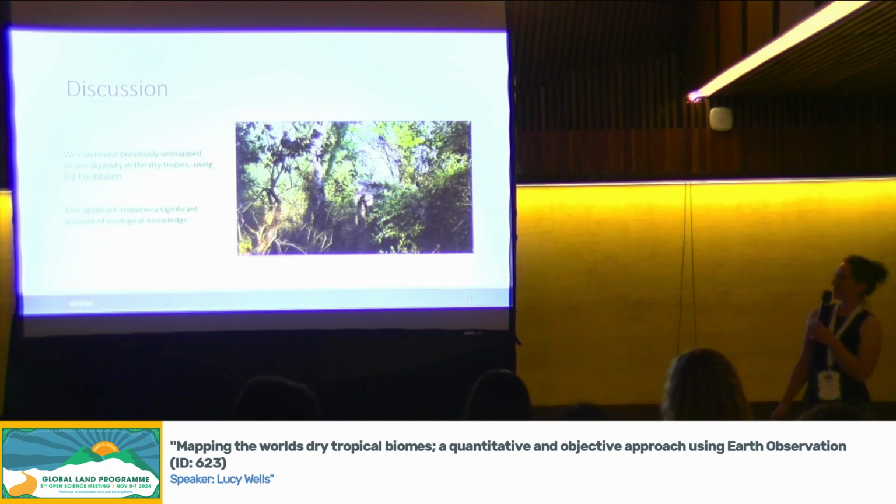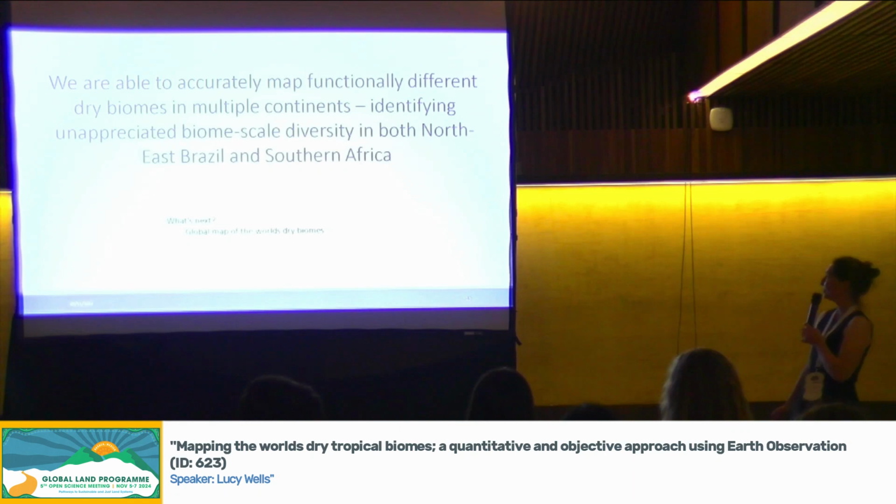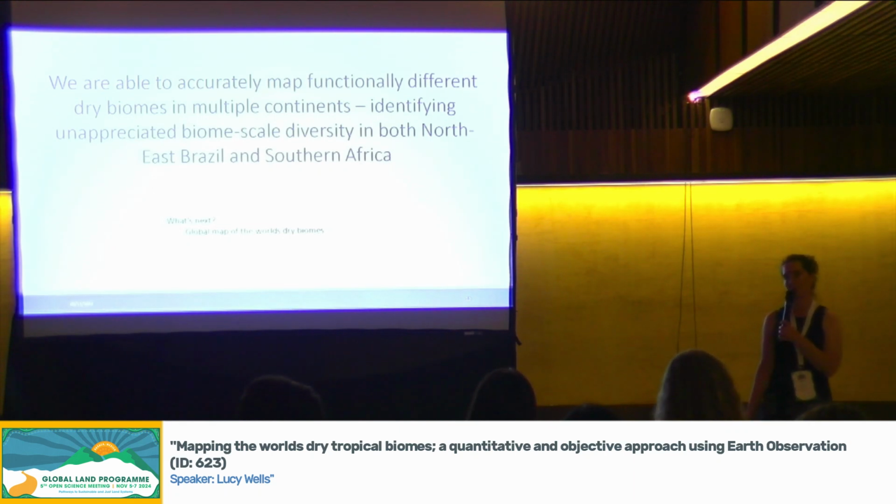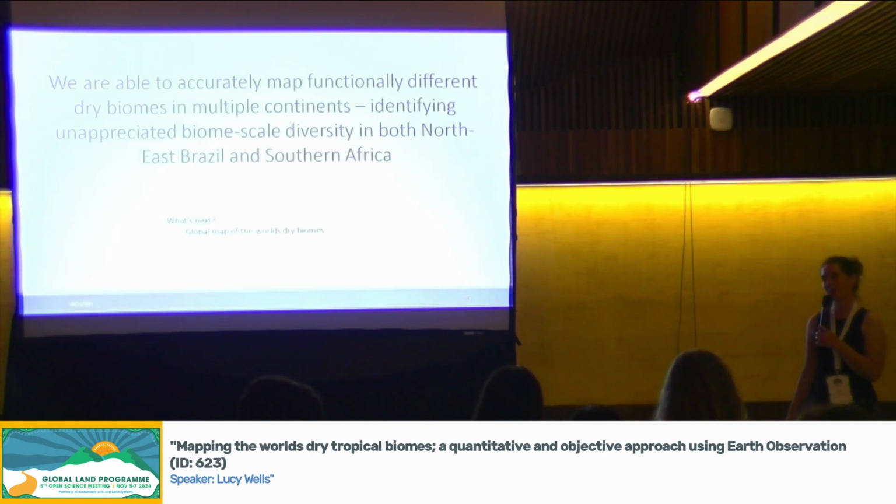But there are some caveats. This map is really hard to validate on the ground because we've used unsupervised methods, and it requires a significant amount of ecological understanding of what's going on in these biomes to both produce and interpret the maps. And just our final point, we have been able to accurately map functionally different biomes across both continents. Next, I'm aiming to work on a global dry tropical map using this, as well as finishing my PhD.